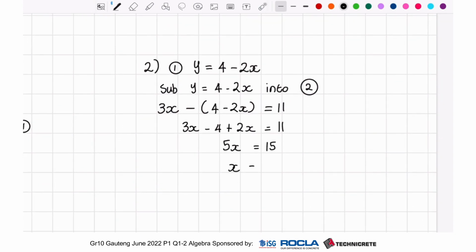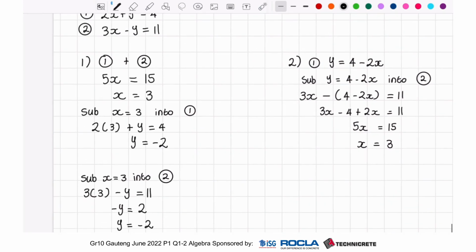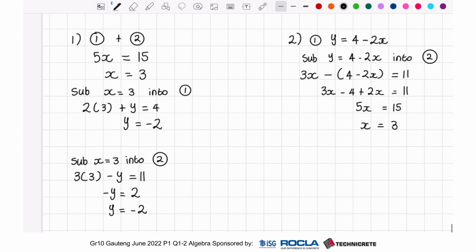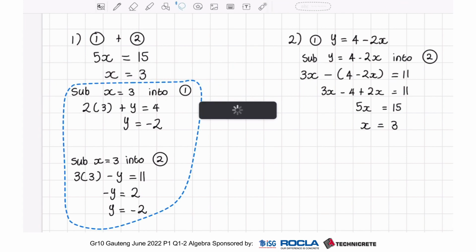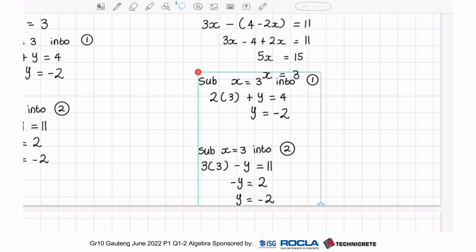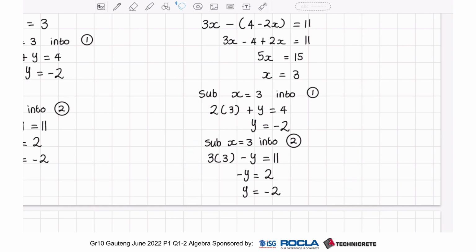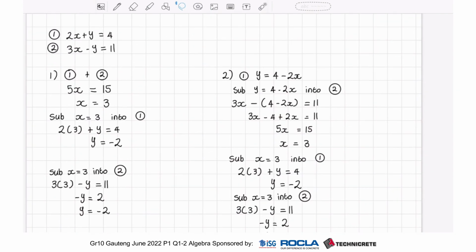So x equals 3. Then I take this x equals 3 and I can substitute it into either one of the original equations like I did before. And from the other way that we did it, we can see that when we subbed x equals 3 into equation 1, we got y equals negative 2. And when we subbed x equals 3 into equation 2, we get y equals negative 2. So I'm just going to copy this, it's the exact same. And that's the second way we've solved for x and y simultaneously.